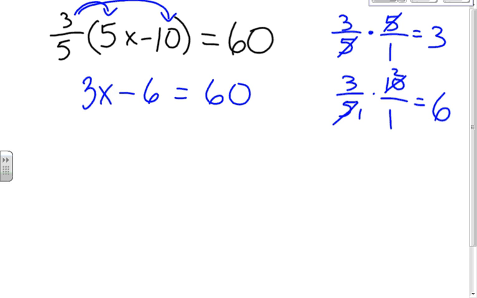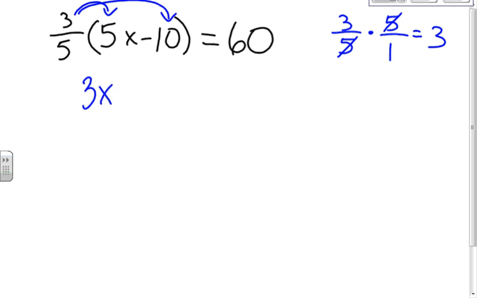And now from here, you just have to solve the equation. Add 6 to both sides. 3x equals 66. Divide both sides by 3. x equals 22. So that's one way to deal with a fraction. You can just distribute it and deal with it head on. You can do it off to the side. You can use your calculator, but you need to know how to deal with it.